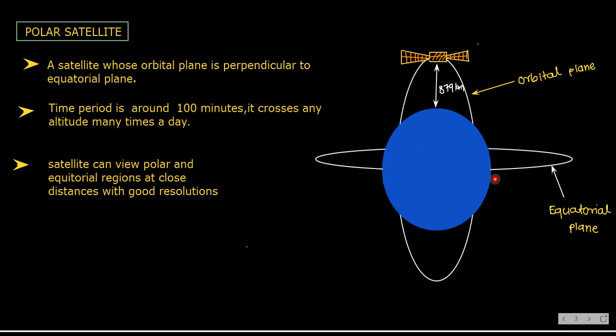So this is the orbital plane and the equatorial plane. You can see these two are perpendicular to one another. See, this is the equatorial plane and this is the orbital plane. So this is definitely perpendicular to the equatorial plane. Understood? So pause the video and note down.